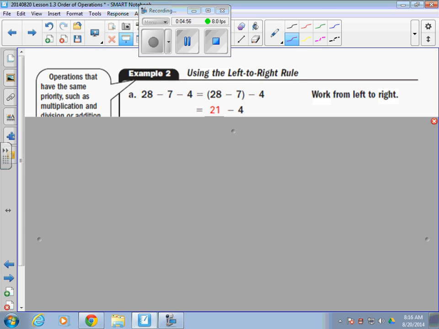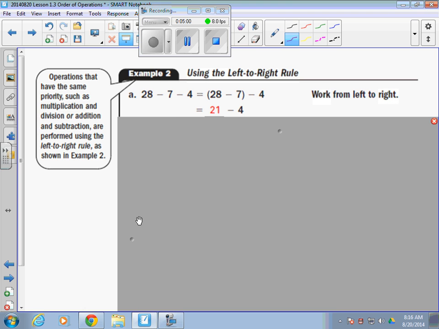Example number 2 says use the left to right rule. If you look over in the little bubble that's out on the left, it says operations that have the same priority, such as multiplication and division, they're on the same priority line, and addition and subtraction, they're on the same priority line, are performed left to right.